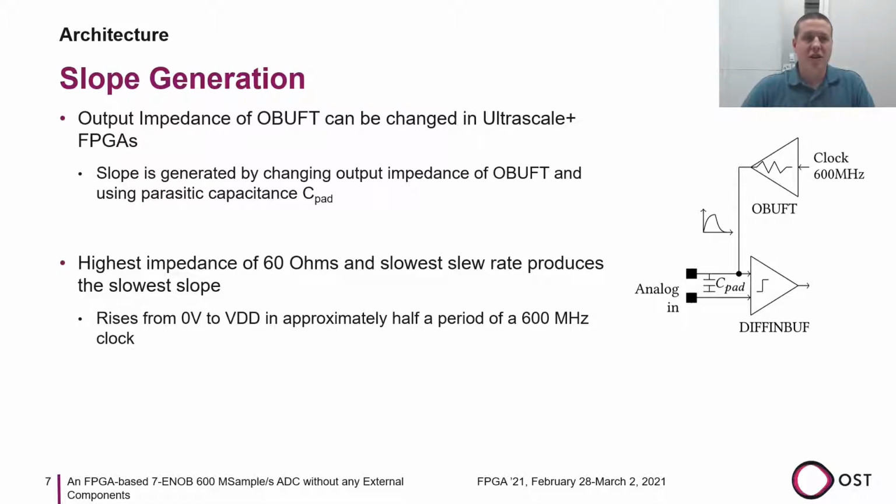With the presented structure, it is now possible to generate a slope inside the FPGA. To generate the slope, a feature which can be found in UltraScale Plus FPGAs is used. In these FPGAs, it is possible to change the output impedance of the output buffer. The slope is then generated by changing the output impedance to the highest possible value and by using the parasitic capacitance of the pad. The slowest possible slope that can be generated that way rises from 0 volt to 1.8 volt in approximately half a period of a 600 MHz clock. This also means that it makes no sense to use a slower sampling clock, as the slope cannot be made slower with that approach.